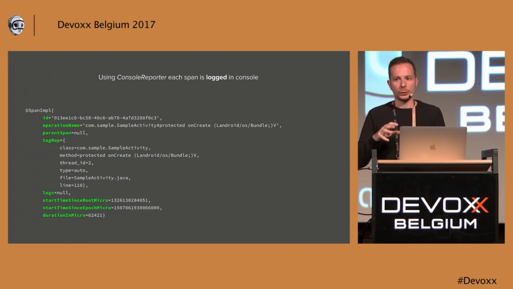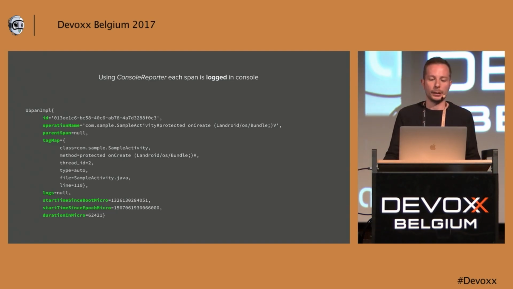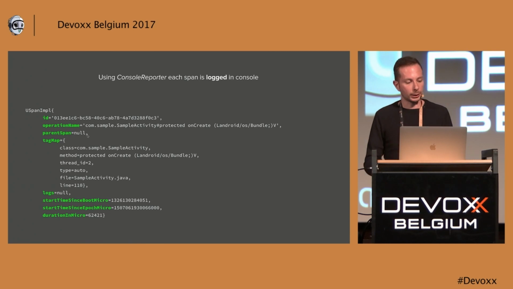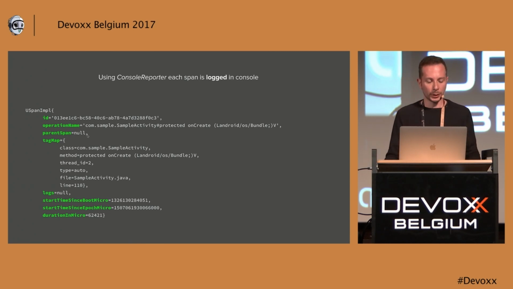If we log in console one of these spans, this is pretty much what we see. So we have an ID, an operation name that is, in the case of the auto tracing, basically the fully qualified class name and then the method signature. We have a parent span. This is basically the ID pointing to the parent function, if existing, or null otherwise. A bunch of tags, some of them automatically added, but it's also possible to set them at runtime.